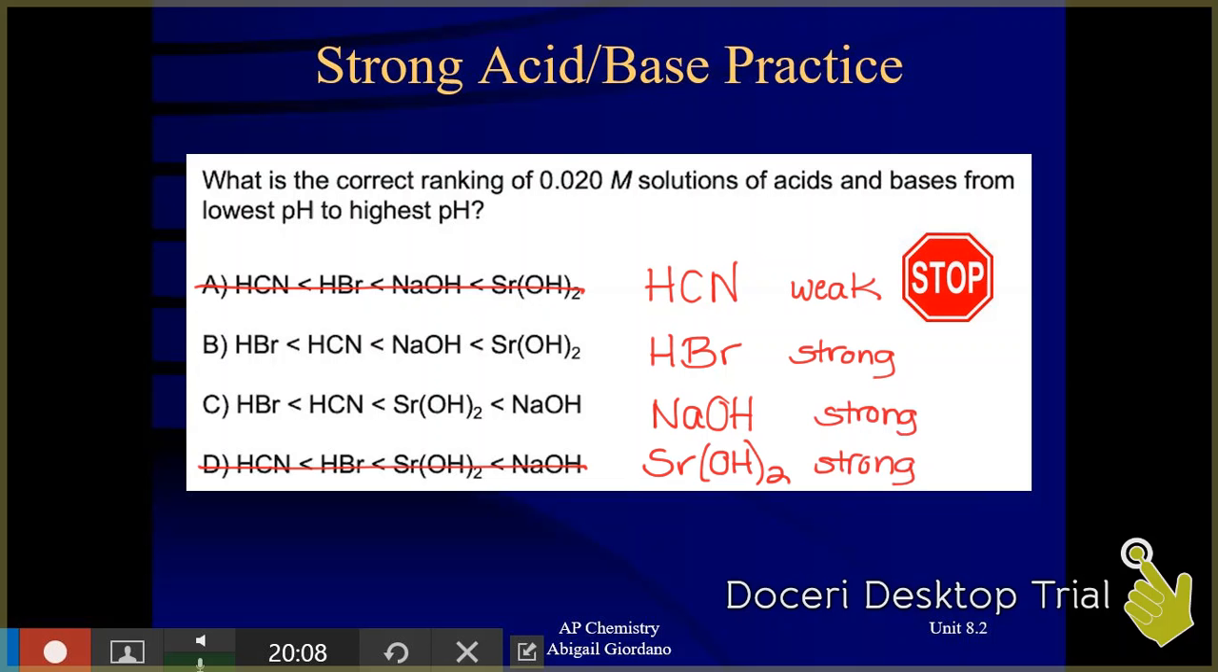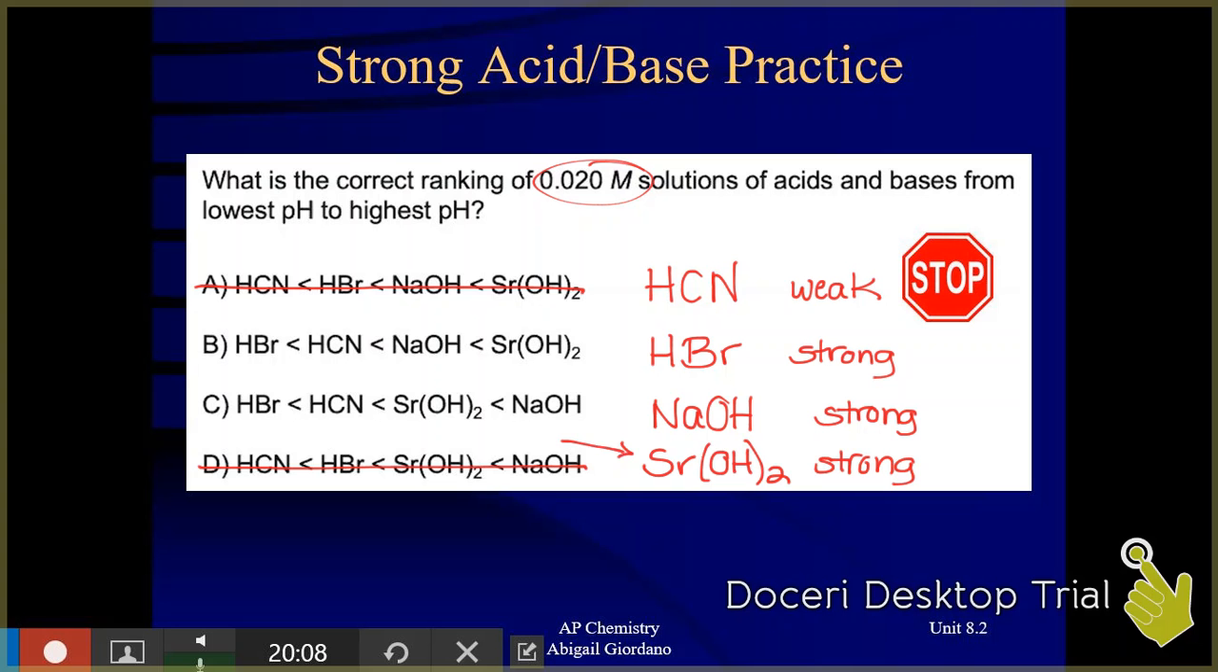But come back up here. We have 0.02 molar of all of these solutions and both of these bases. But the strontium hydroxide, remember, it's got 2 hydroxide in there when it dissociates. It's going to have 0.04 molar for its OH minus concentration.